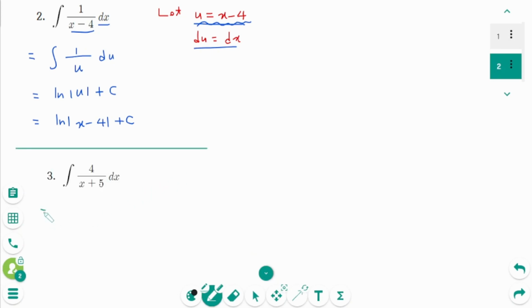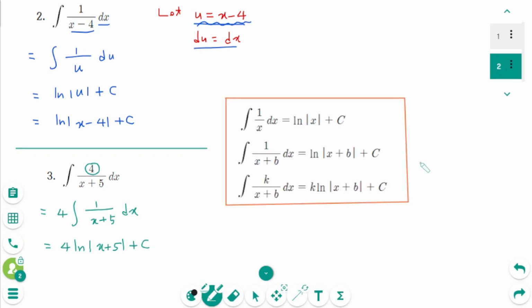How about this? Move the constant to here, then the integral of 1 over x plus 5 dx equals 4 ln absolute value of x plus 5 plus c. Now we have a formula. Please remember this.